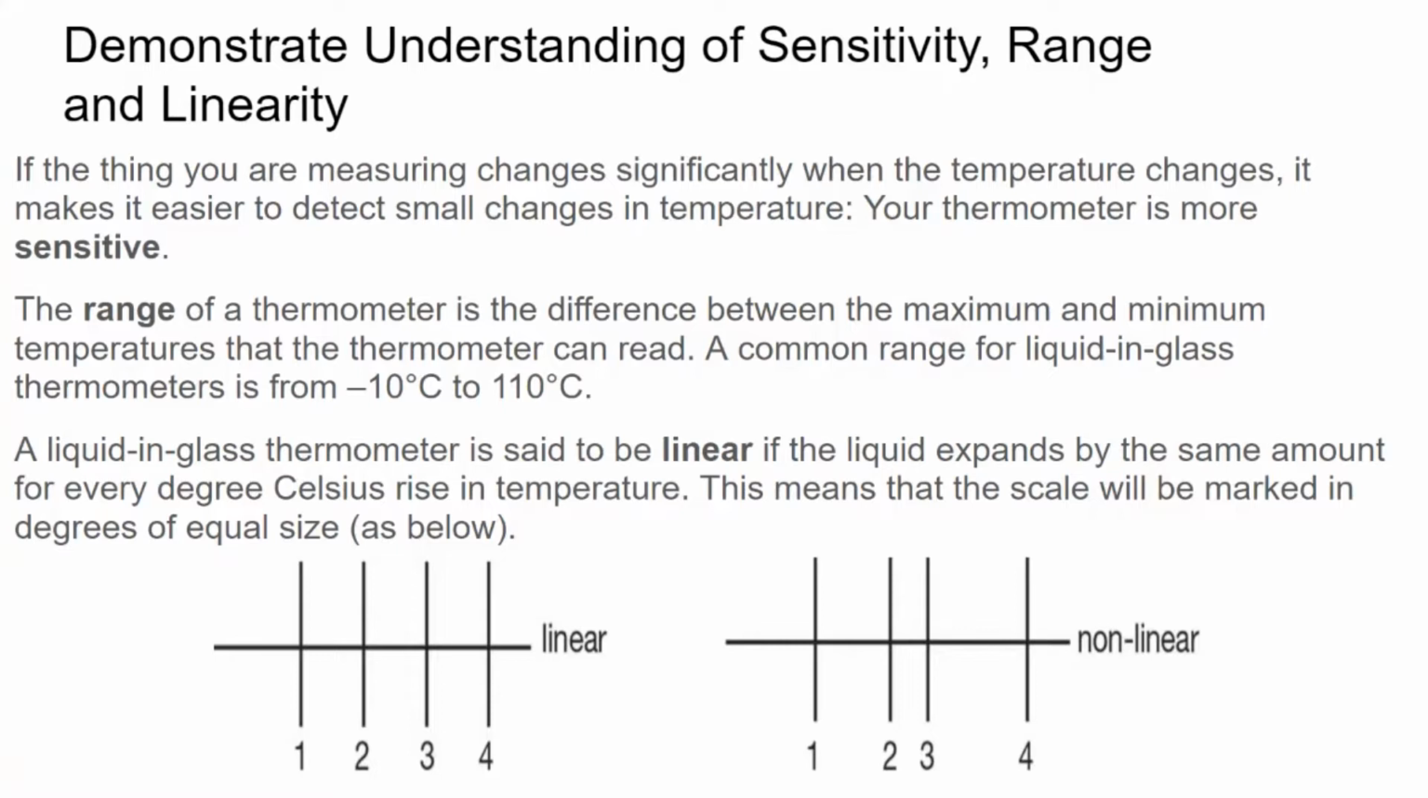A liquid in glass thermometer is said to be linear if the liquid expands by the same amount for every degree Celsius rise in temperature. This means that the scale will be marked in degrees of equal size, as below. You can clearly see the one on the far right is non-linear in the picture, and the one on the far left is linear.